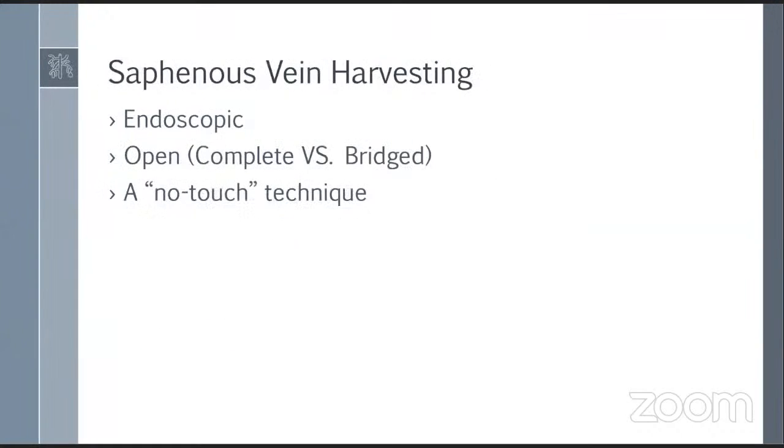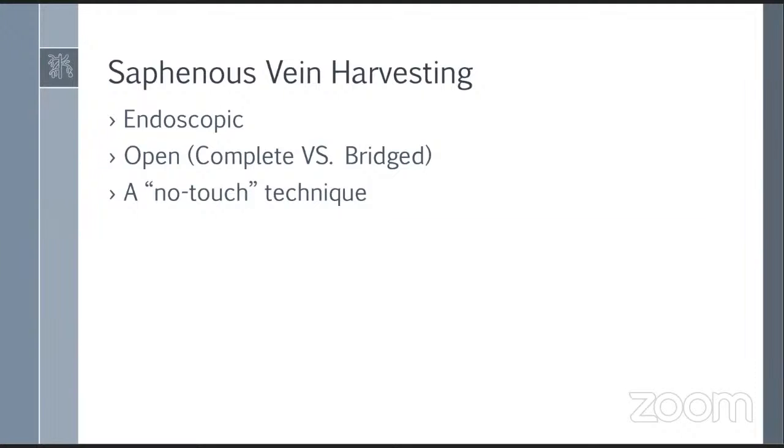Now we will go to the topic of saphenous vein harvesting. We have mainly three ways of harvesting the vein, either endoscopically or open, and for that we have either a completely open wound or bridged, and the no-touch technique.